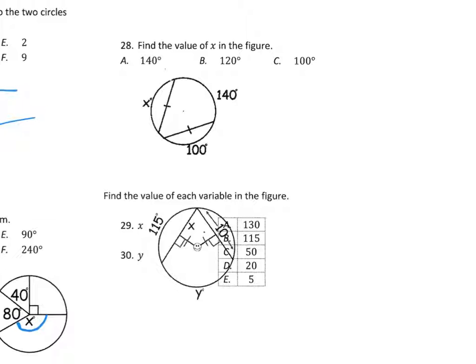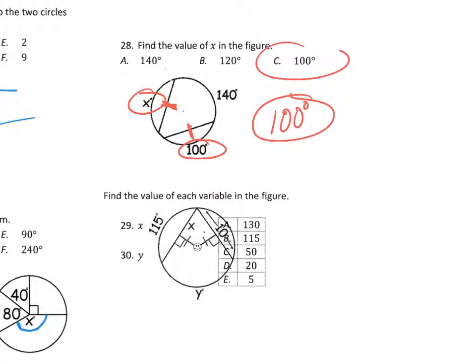To find the value of x here, we just know that this piece is congruent to this piece, which makes this number congruent to that number, which makes our answer 100.